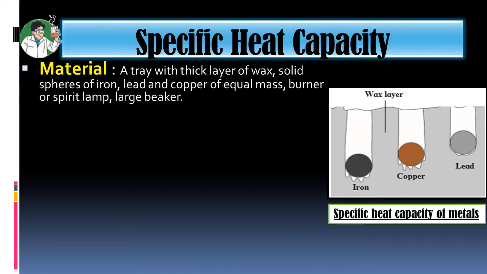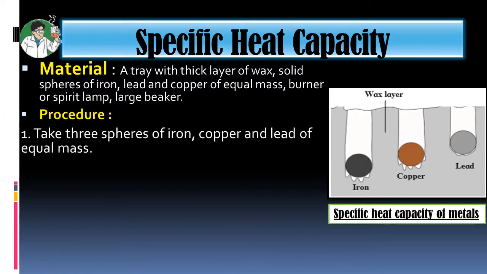Now let's see the material required for this activity: a tray with a thick layer of wax, solid spheres of iron, lead and copper of equal mass. That means the mass or weight of the three metal spheres should be equal. Also a burner or a spirit lamp to provide the heat, and a large beaker in which water will be there. Now let's see the procedure.